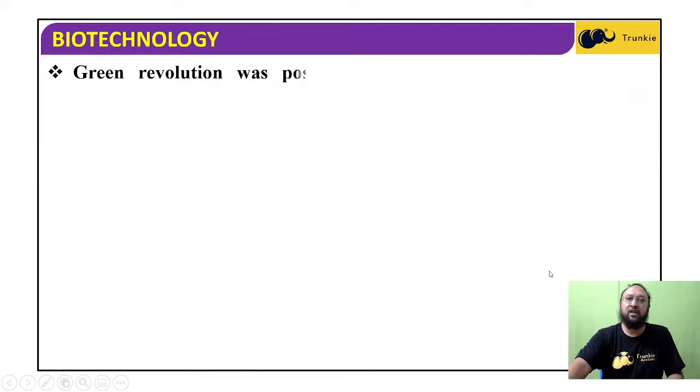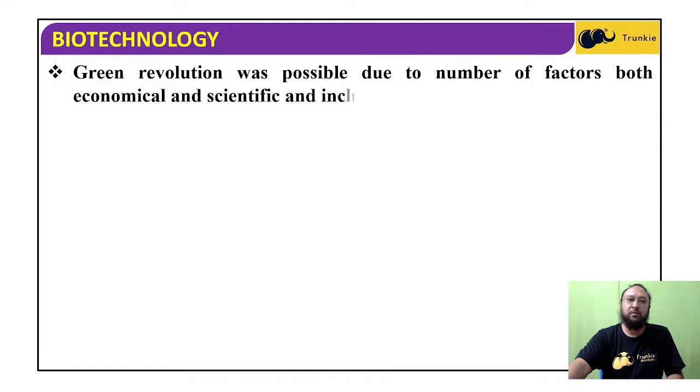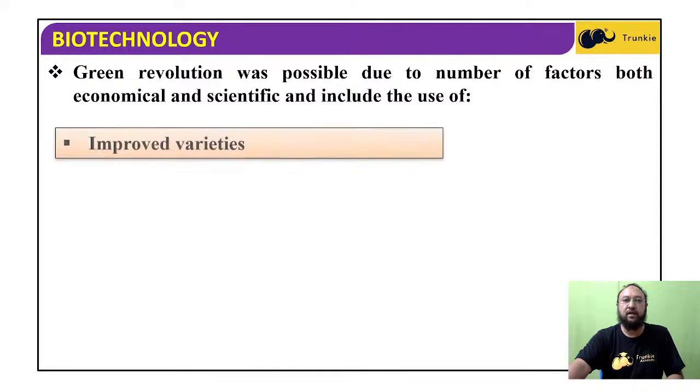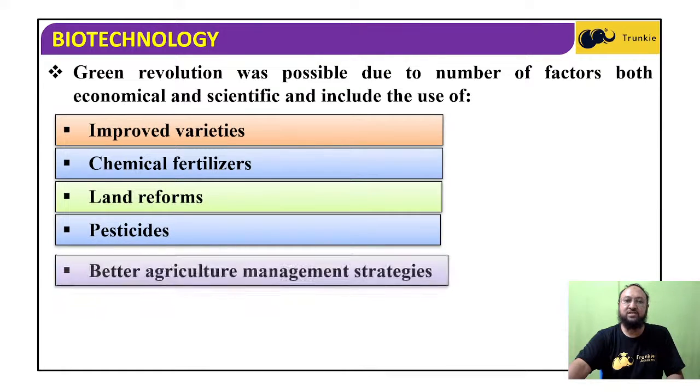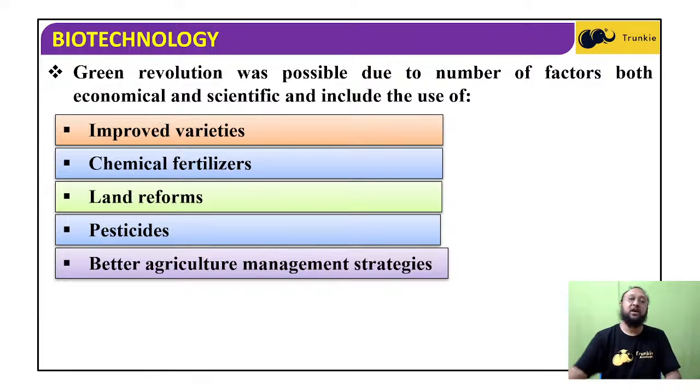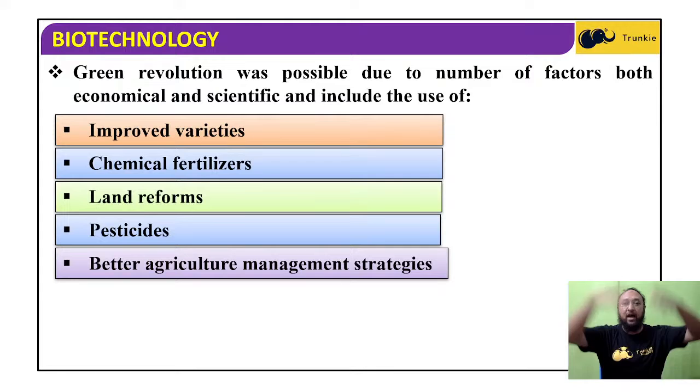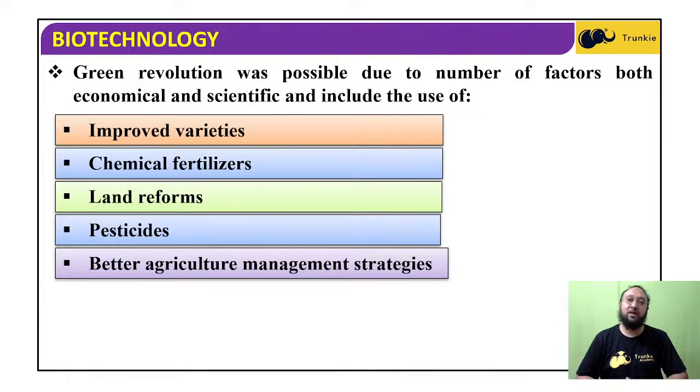Okay, so Green Revolution was possible due to a number of factors, both economical and scientific, and include the use of improved varieties, chemical fertilizers, land reforms, pesticides, and better agricultural management strategies. Now try to understand this. Green revolution was possible due to a number of factors. It is not that they produced some kind of fertilizers, or injected some kind of medicines or important hormones into the crops, and then after 1 month or 1 year there was a huge production of the crops. It was not like that.